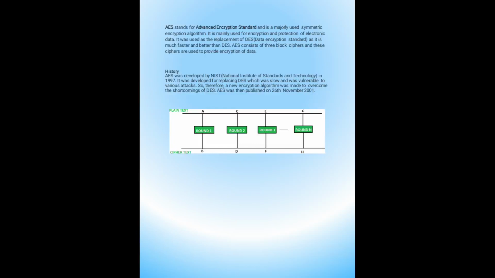Working of the cipher. AES performs operations on bytes of data rather than bits. Since the block size is 128 bits, the cipher processes 128 bits or 16 bytes of the input data at a time. The number of rounds depends on the key length: 128 bit key, 10 rounds; 192 bit key, 12 rounds; and 256 bit key, 14 rounds.